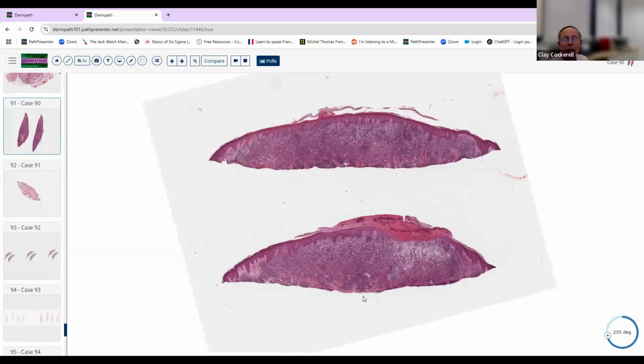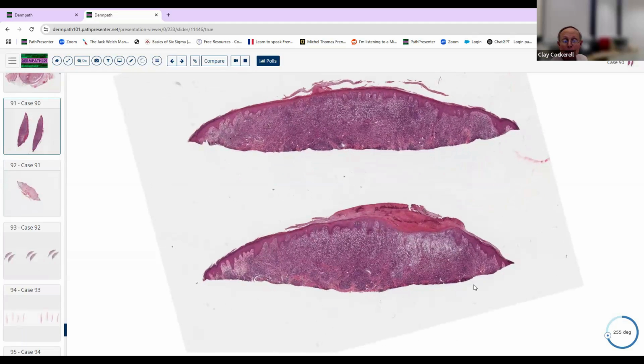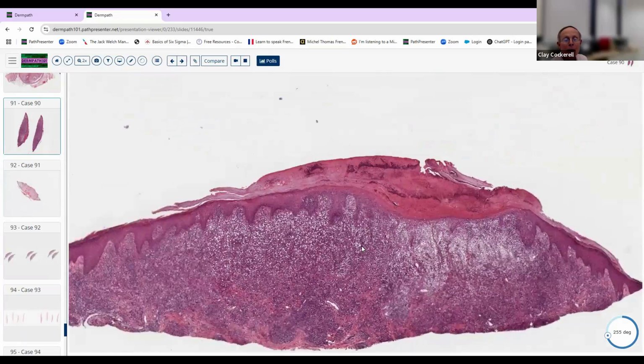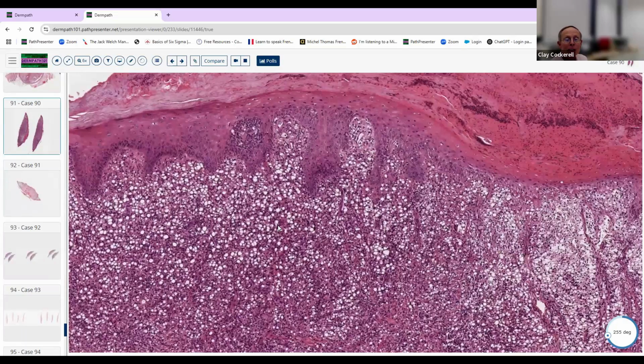Shave biopsy again. Dense diffuse inflammatory process. Pale up at the top. Lymphocytes, probably some plasma cells down here, maybe. We'll see in a minute. Pale at the top. That's a clue. Pale, we go to our identification, and guess what?